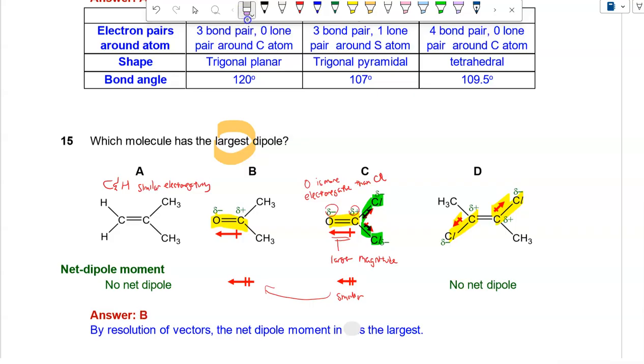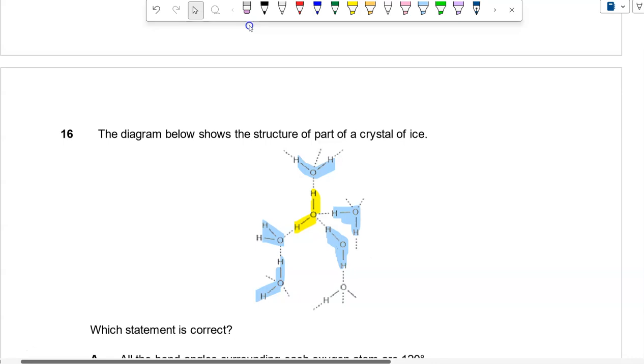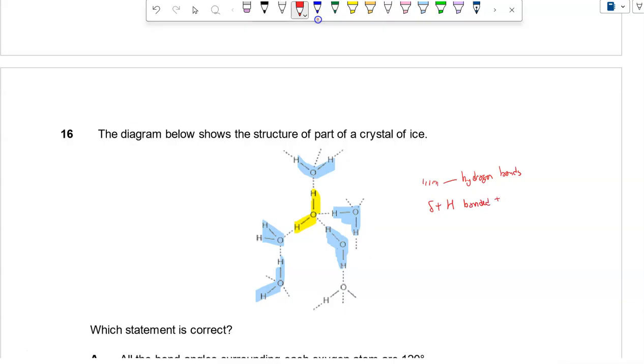Okay, moving on, we go on to 16, where we look at ice. So to illustrate this diagram better, what I've done is I've highlighted separately all the water molecules. The dotted lines that you see are basically your hydrogen bonds. Okay, so recall your hydrogen bonds are formed between your delta plus hydrogen that's bonded to F, O, and N, as well as the lone pair of electrons on F, O, and N.